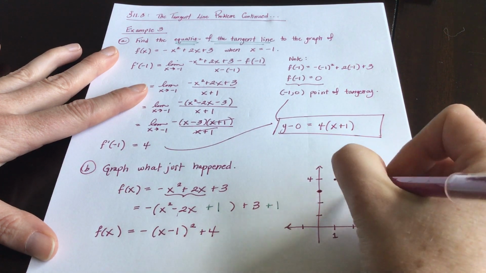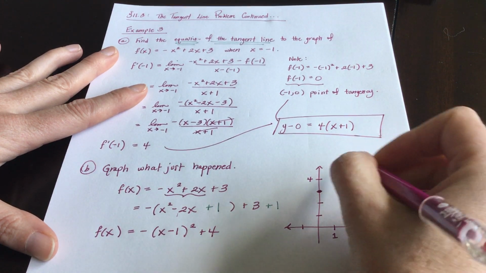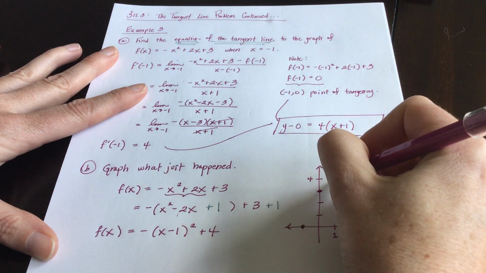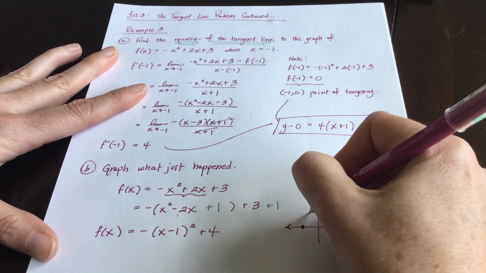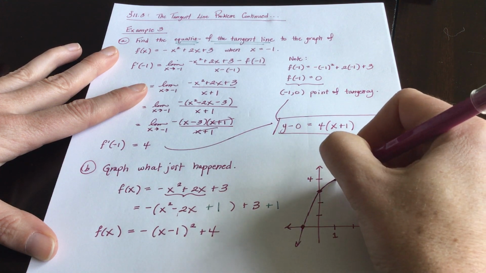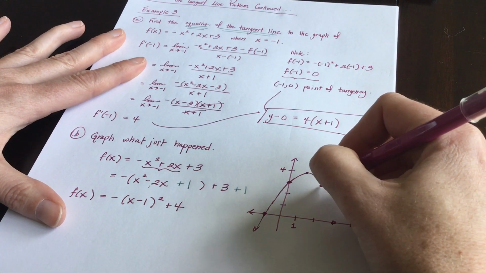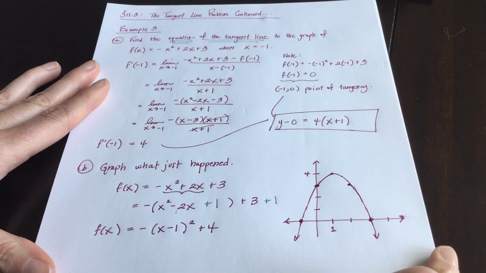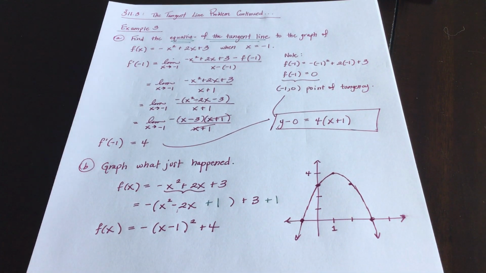From here to the left 1 down 1, to the right 1 down 1, to the left 2 down 4, and to the right 2 down 4. Filling it in. There we go. Okay, now that's not all that we're going to graph.